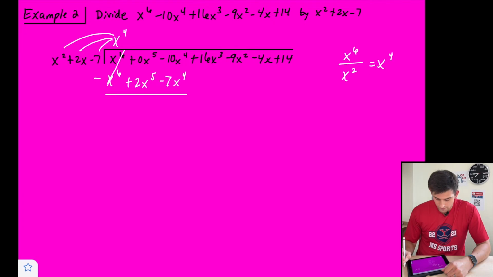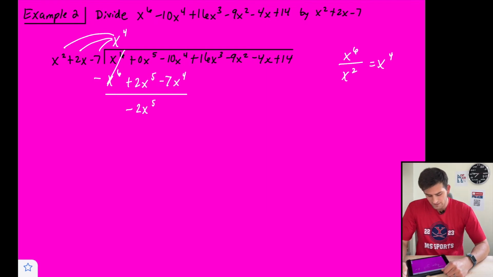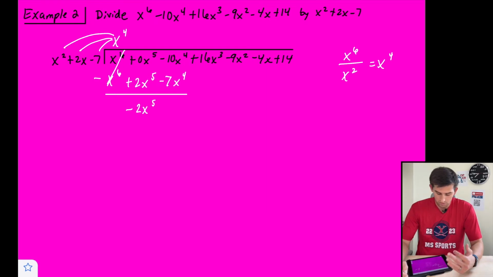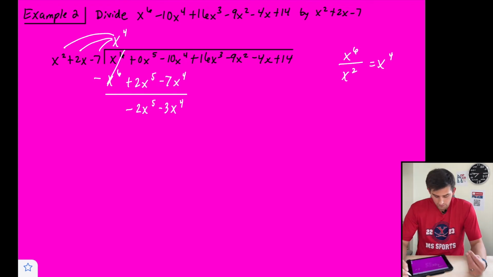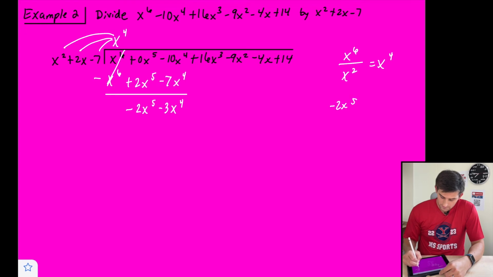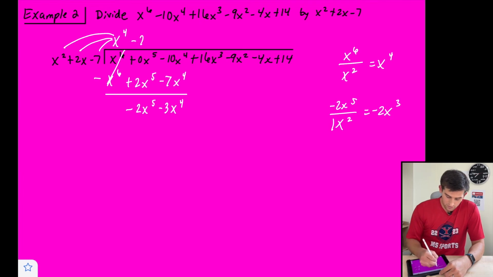We're going to cancel out there. 0x to the 5th minus 2x to the 5th, so that's a negative 2x to the 5th. Negative 10x to the 4th minus negative, or plus 7, so that's a negative 3x to the 4th. Okay, now we're going to say, okay, negative 2x to the 5th, how many times would x squared go into that? So we have our negative 2, and then we get x cubed. So negative 2x cubed we write up on the top.